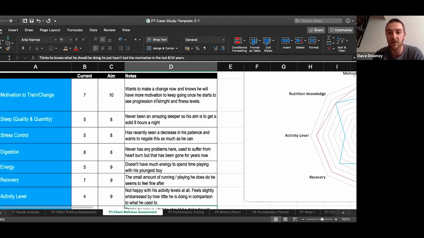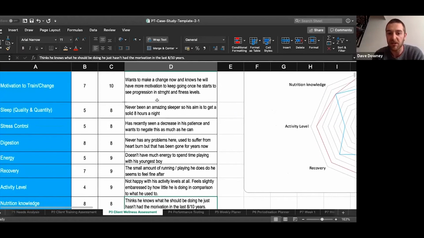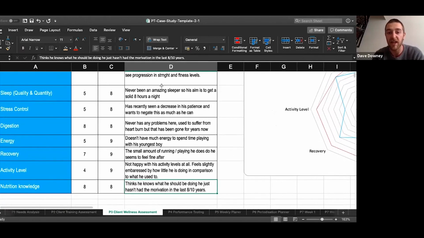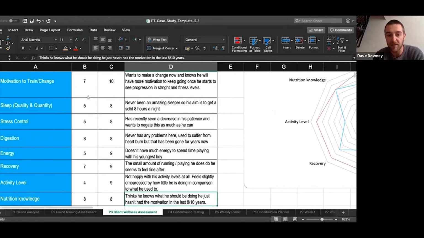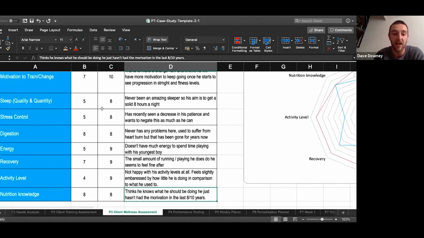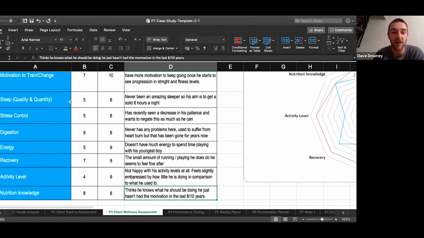He wants to make the change now, knows he'll have more motivation and keep going once he starts to see progression. Obviously he has history with exercise, so he knows that once he's at that fitness level he likes, he's really motivated to keep going. So it's just getting him there and motivating him. Sleep quality, at the moment he's at a 5. He's never been amazing at sleeping, so his aim is to get up to a solid 8 hours sleep a night. And the module will go through some aspects of that. I won't delve into it now because it'll take too long, but it's a really nice one to target with your client, because it makes a huge difference, as we know.